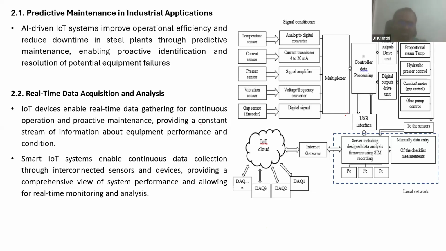My background is computer science, so please excuse me for these converters and amplifiers and everything. My intention with this application point is in what way this predictive maintenance can be implemented in industrial operations with the adoption of AI. That is the point I want to share with you.